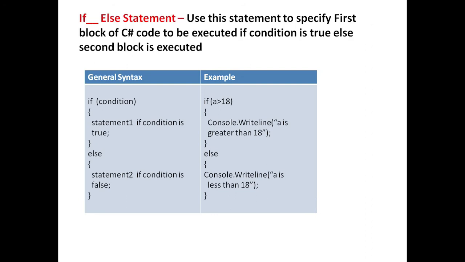Next is the if-else statement. You can use this statement to specify that the first block of C# code is executed if the condition is true, else the second block is executed. The general syntax is: if condition, then statement 1 is executed, else statement 2 is executed. Here we will see an example. If a is greater than 18, it will print "a is greater than 18", else it will print "a is less than 18".